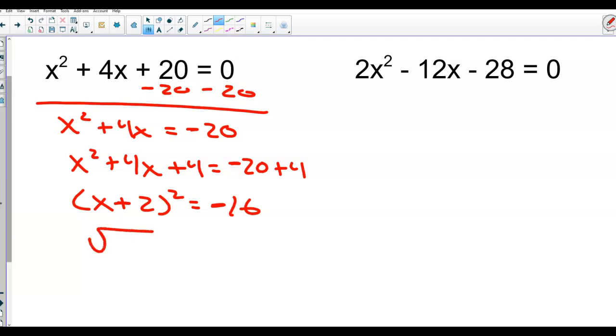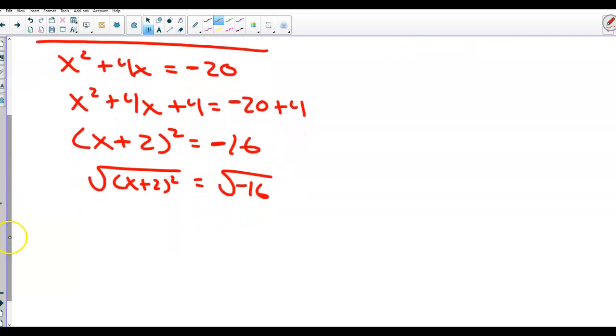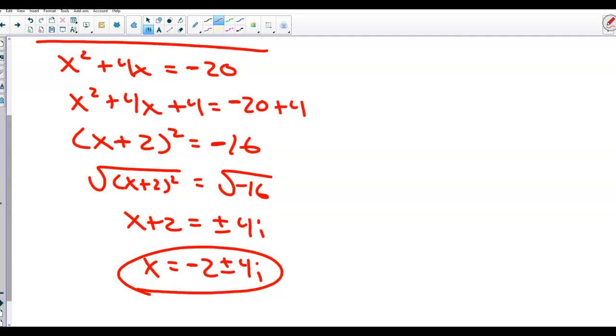Once we're here, we can take the square root of both terms. The square root of x plus 2 squared is x plus 2. The square root of negative 16 is plus or minus 4i. And then we have to finish the problem. We subtract 2 on both sides, and this is my answer.